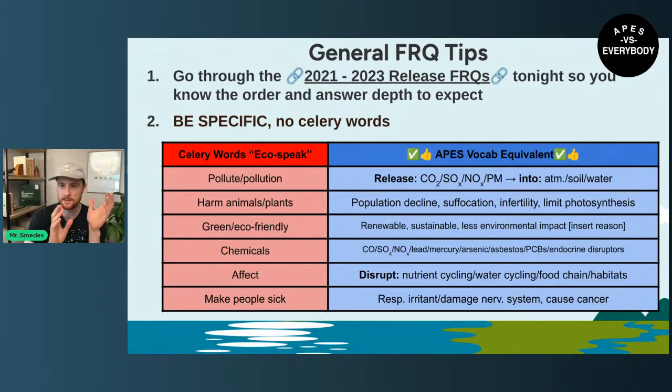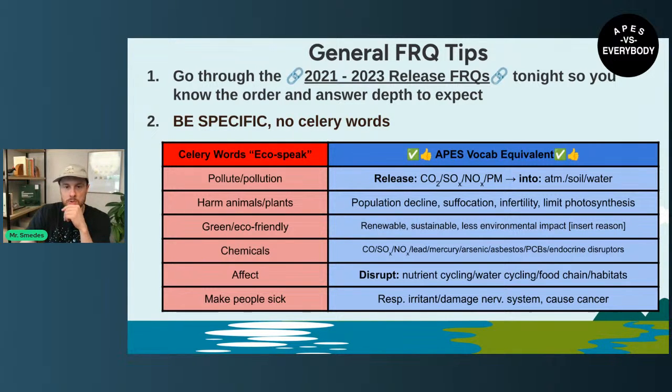You're not surprised to see experimental design right at the beginning. You're not surprised to see math at the end. You're not surprised to see a graph, map, or figure in the middle. So let's actually do this. Let's look at some released FRQs together quickly.